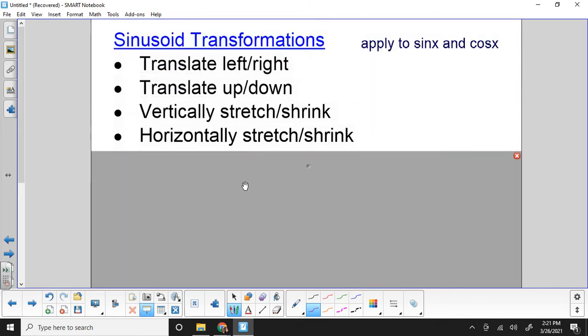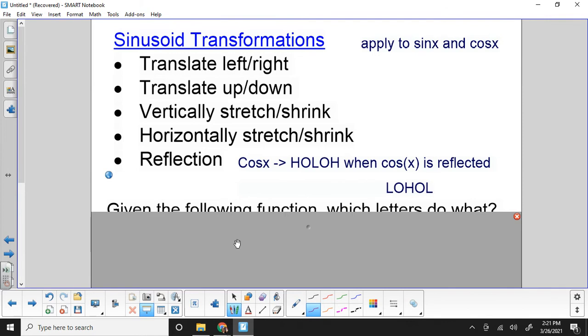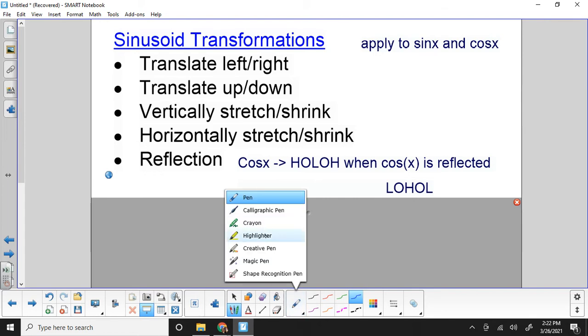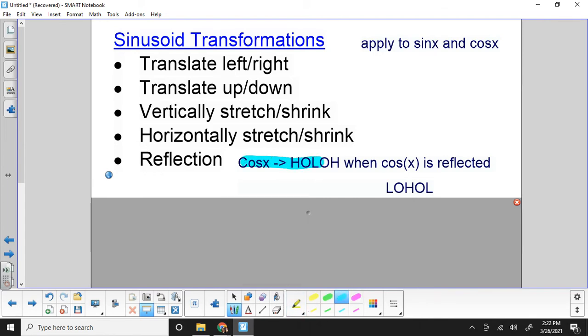When we're talking about sinusoid transformations, we have our core transformations we've seen in the past. We have translations left and right, up and down, vertical stretches and shrinks, horizontal stretches and shrinks, as well as reflections. Be sure to note that when you reflect a graph over the x-axis, the cosine, for example, which is normally high, 0, low, 0, high, turns into low, 0, high, 0, low. So when it's reflected, it changes those high and low values.